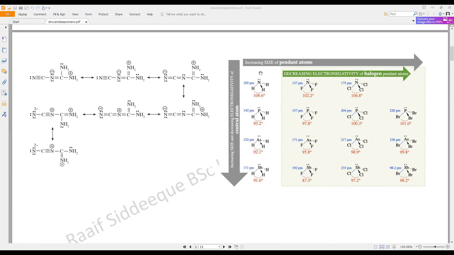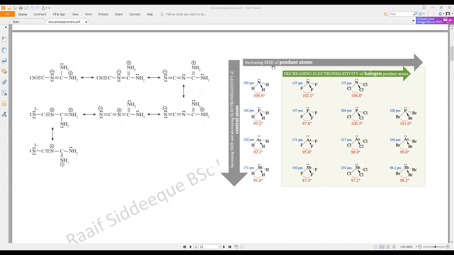So why? These elements become larger, okay? And what you have to understand here is that going down, the electronegativity is decreasing. The electronegativity decreasing means the ability to pull electrons decreases, which creates higher electron density on these hydrogens, causing higher repulsions. That is why this bond angle is decreasing down the group. And when you go from this side to this side, again, you can see the electronegativity is decreasing. But here, consider the bond angles. It is the other way around.